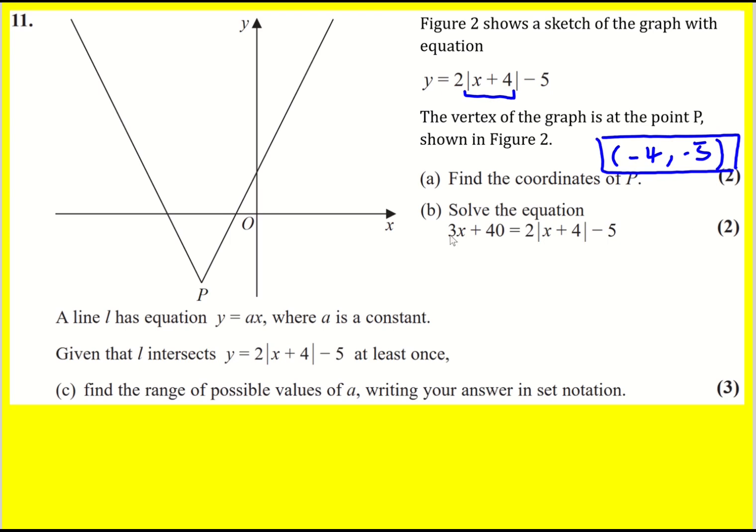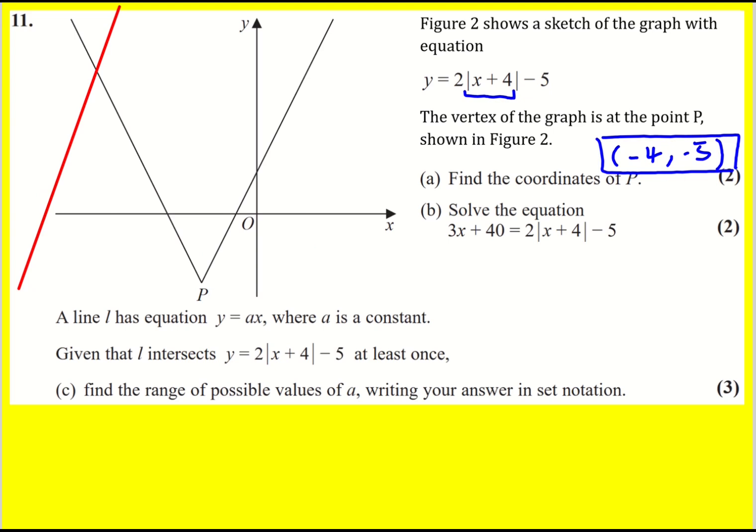We're then asked to solve the equation 3x plus 40 equals this function. Now, I think a little sketch of 3x plus 40 is a good idea. I always use sketching to solve modulus equations. It just gives a bit of insight into what's going on. So there's a steeper gradient, first of all, and the y-intercept is going to be at minus 40 over 3. It's going to be sort of something like this.